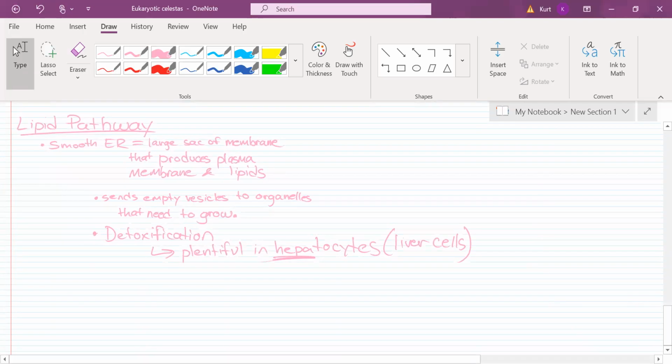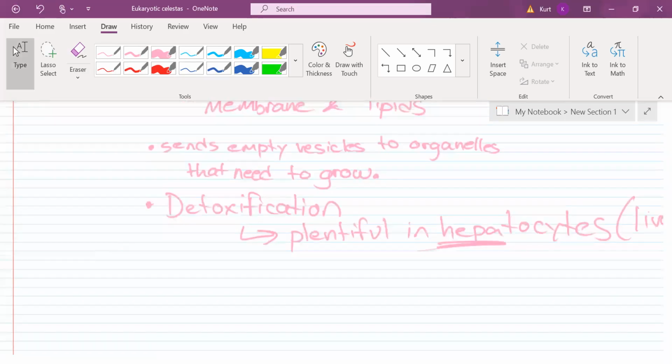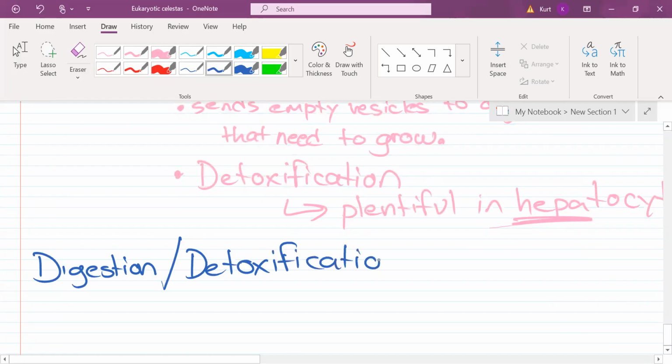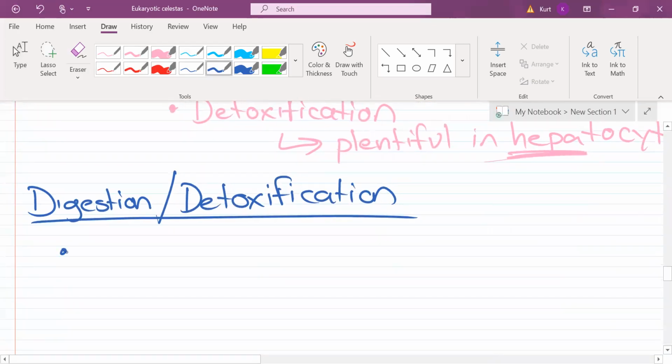Okay, we're actually getting close to wrapping up, guys. The second to last portion is going to be digestion and detoxification. So there's two parts here. These aren't really organelles. They're more like vesicles. If a vesicle is a Tupperware, a lysosome is Tupperware with battery acid in it.